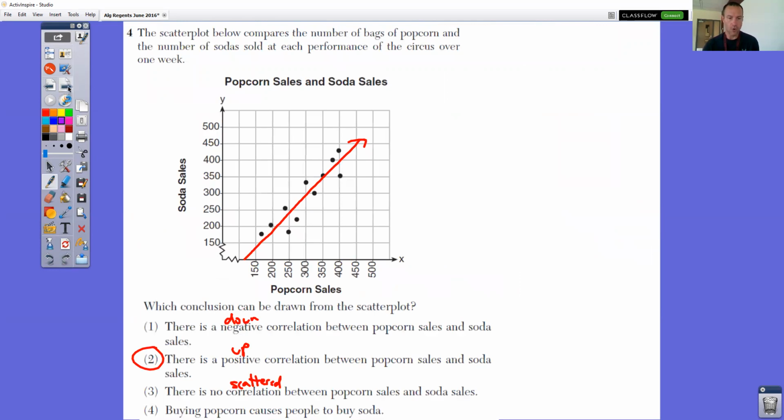In question number 4, what conclusion can be drawn from the scatter plot? I can see that the scatter plot is going up. And we're talking about how, as popcorn sales are increasing, soda sales are also increasing. Which conclusion is true? It would be choice number 2. A positive correlation means that it goes up. This one says no correlation. That would be dots randomly all over the place. Negative would be going down. Buying popcorn causes people to buy sodas. You can't determine that from the graph.